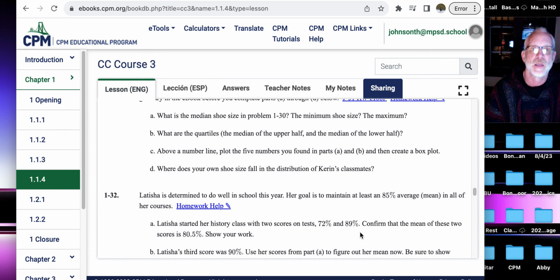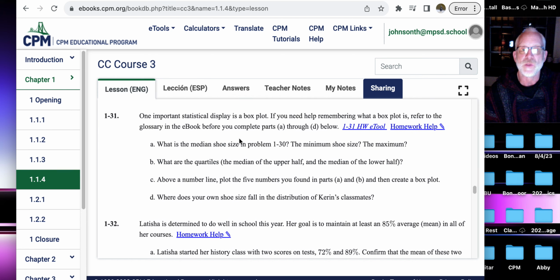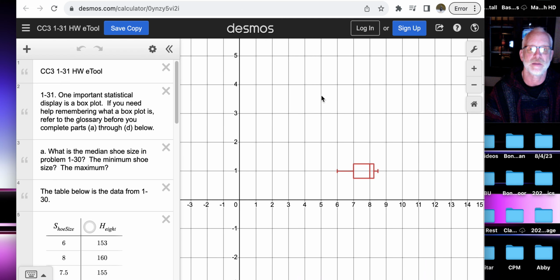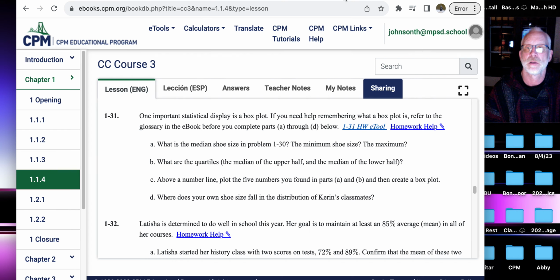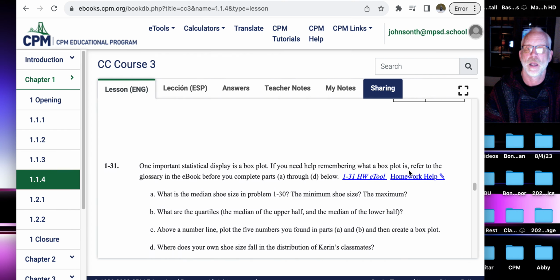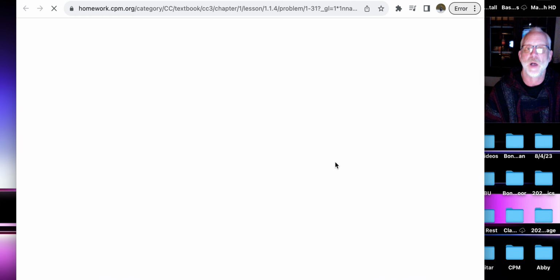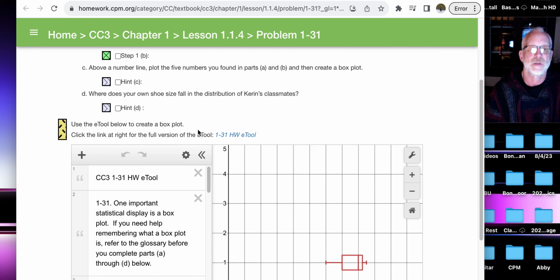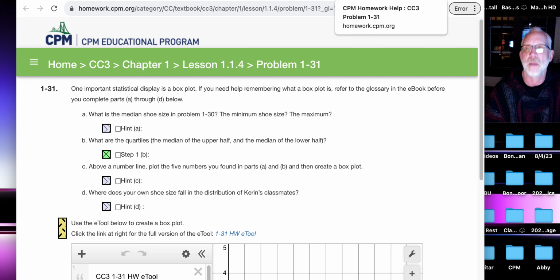Okay. 131. One important statistical display is a box plot. If you need help remembering what a box plot is, refer to the glossary in the ebook before you complete parts A through D below. And we have a homework tool here for box plotting. And we can go into homework help for that one too, if you need some help with box plotting.